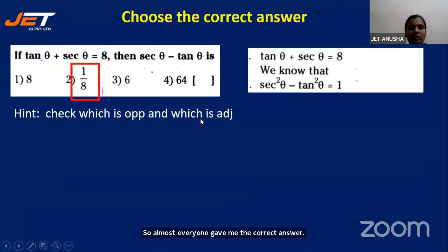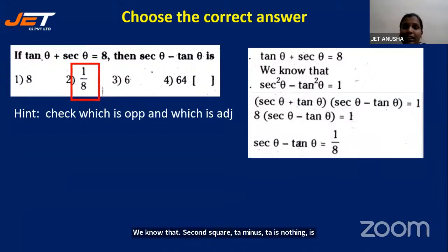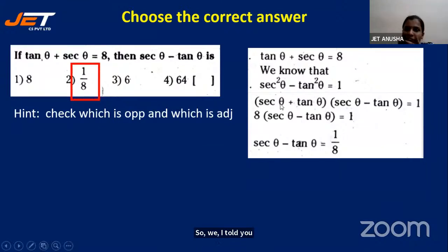Very good. So tan theta plus secant theta is nothing but 8. We know that secant square theta minus tan square theta is equal to 1. We know this value, right? So I told you one point, that whenever you need, you can utilize the formula in this way. Secant theta plus tan theta into secant theta minus tan theta is equal to 1. Secant theta plus tan theta, what was given to us? 8. 8 into secant theta minus tan theta is equal to 1. So transpose 8 to the RHS. It will become secant theta minus tan theta is equal to 1 by 8. So the answer is 1 by 8.